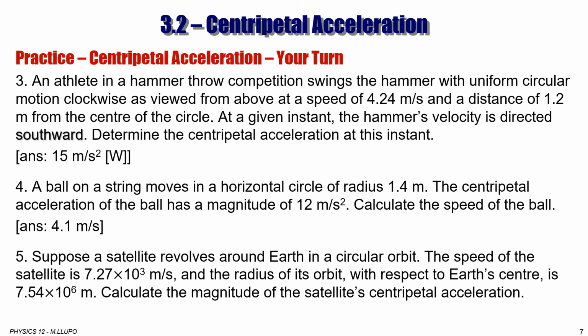And the last one, suppose a satellite revolves around the Earth in a circular orbit. The speed of the satellite is 7.27 times 10 to the power of 3 meters per second, and the radius of its orbit with respect to Earth's center is 7.54 times 10 to the power of 6 meters. Calculate the magnitude of the satellite's centripetal acceleration. So pause the video and try to solve it. And if you got 7.01 meters per second squared, you did the right thing.